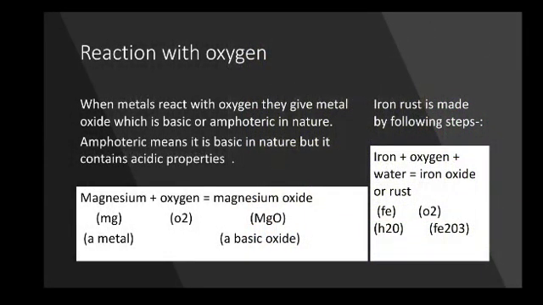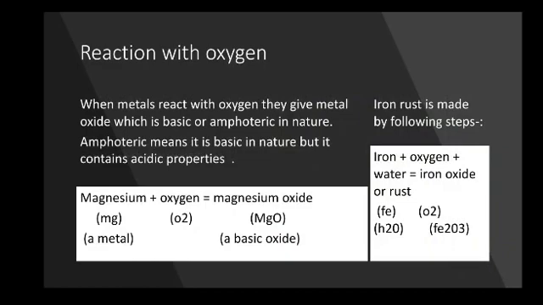Now we came to the reactivity. First we will look at the reaction of metals with oxygen. Metals react with oxygen to give metal oxide, which is basic or amphoteric in nature. Every time a metal reacts, the oxide will have a basic nature, and sometimes it will be amphoteric. Amphoteric means it will be basic but it will also show acidic properties. So let's see the reaction with oxygen.